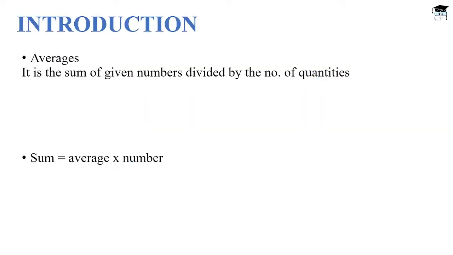Now, we all know something about averages, right? Its definition we know, its formula we know, and we know what an average is. It is the sum of given numbers divided by the number of quantities. So, average is equal to sum divided by the number of digits or quantities, right?